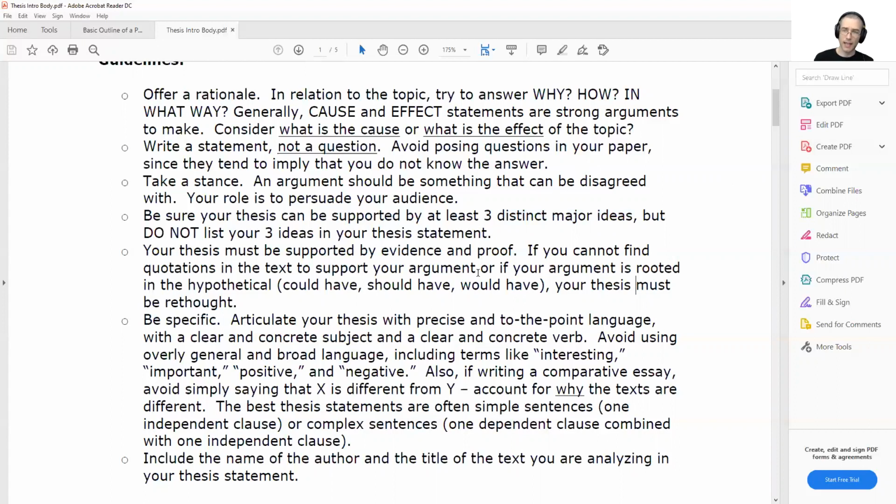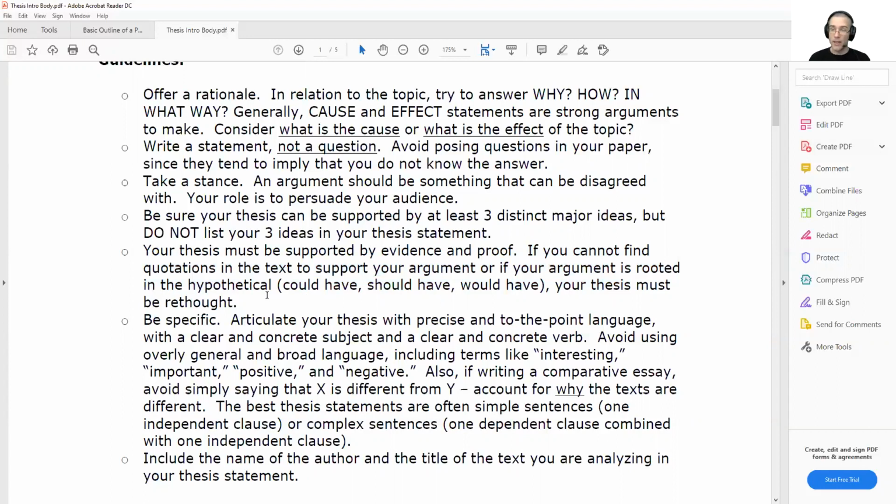As you develop the essay, its thesis has to be supported by evidence and proof. Every essay needs quotations. If you cannot find quotations in the text to support your argument, or if the argument is rooted in the hypothetical, like could have, would have, or should have, instead of what is, your thesis has to be rethought.